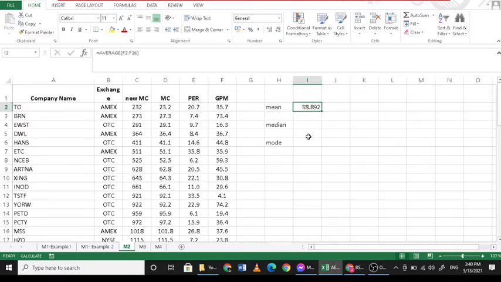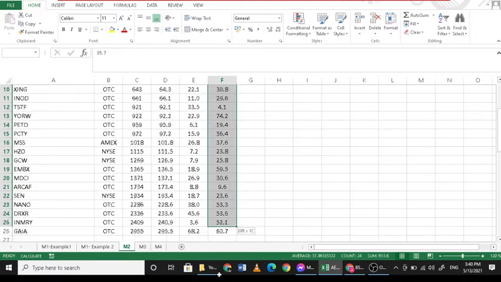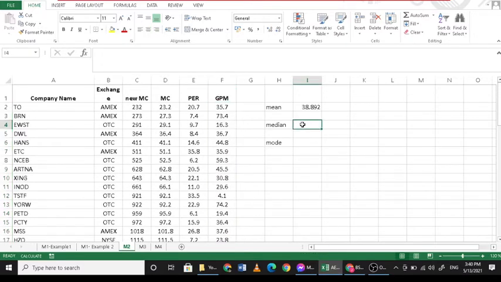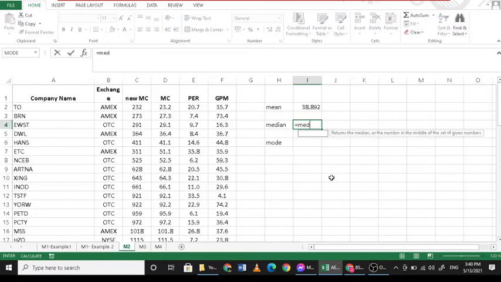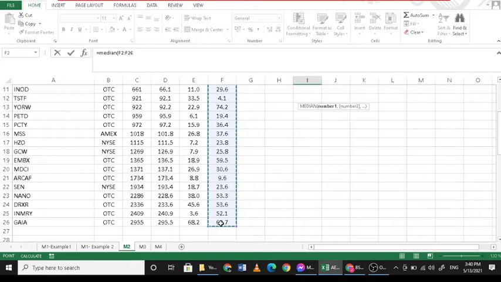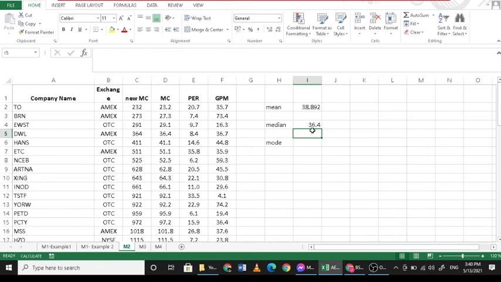Then equal. And this is now the mean of your data set. So that's 38.892. Or if you want to check that one, you can also highlight this one. Okay, the average is 38.892. So that's correct. Then you have your median. For the median, you simply type median, and you select the same data set. Then you close, then equal. So 36.4 is the median.